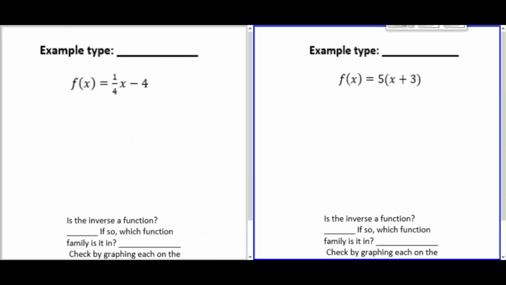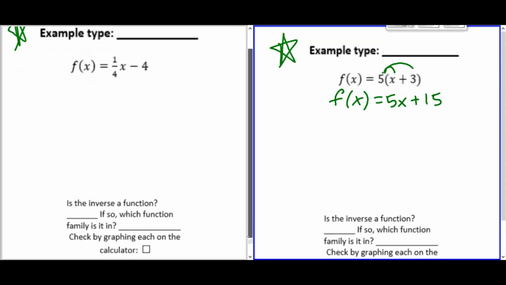The next example, again, you're going to want those steps written out. I want you to try both of these on your own. So I did 2 examples for you. I want you to do these 2 on your own. I'll give you a hint on the one to the right. You're going to need to distribute that 5 before you do anything. So you're going to say this is f of x equals 5x plus 15.